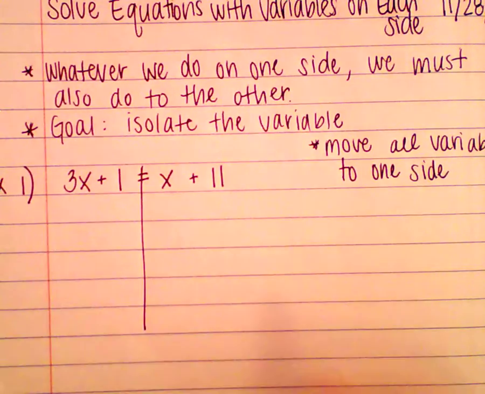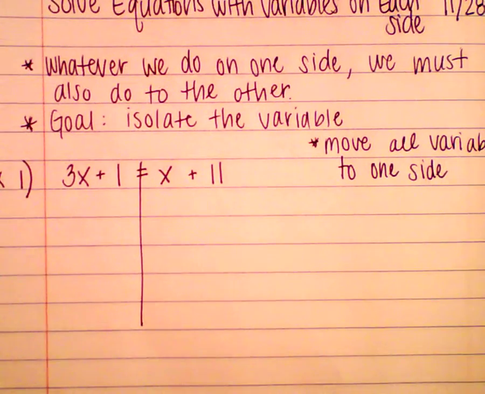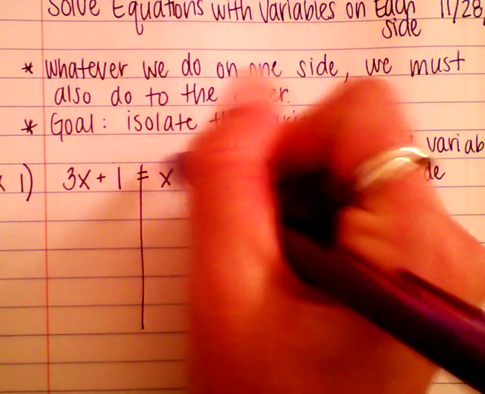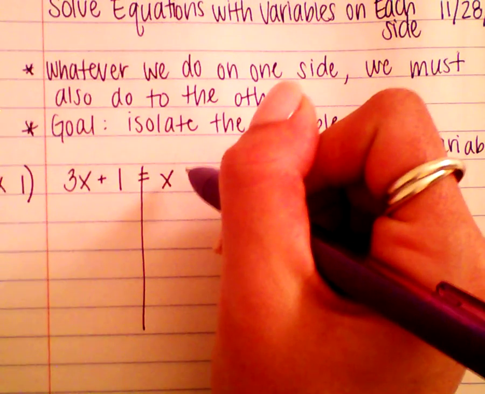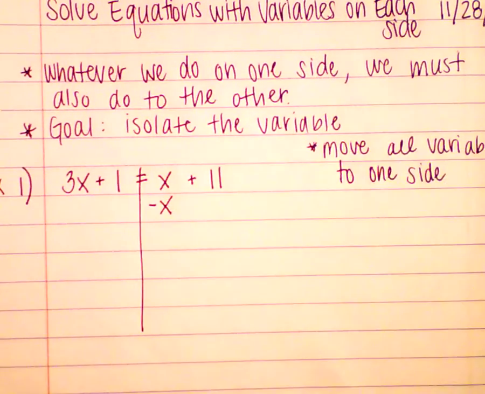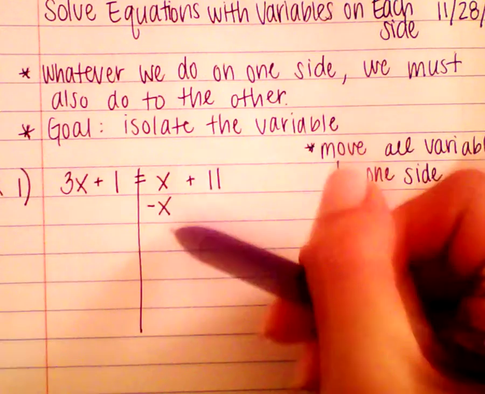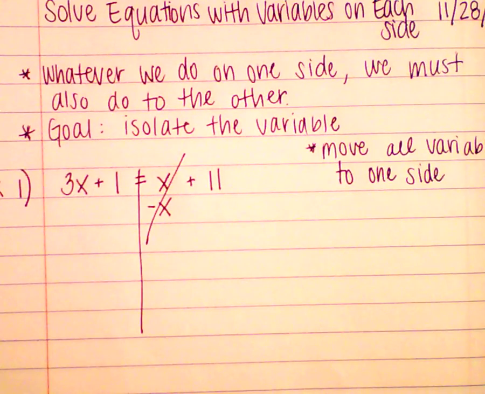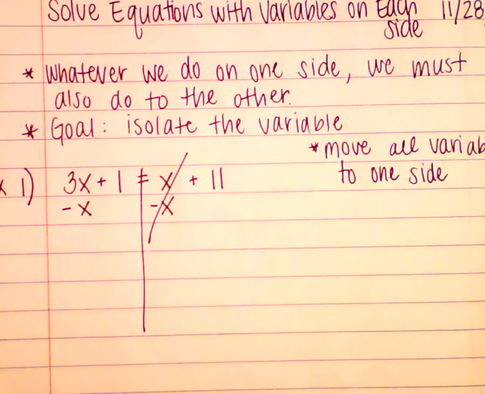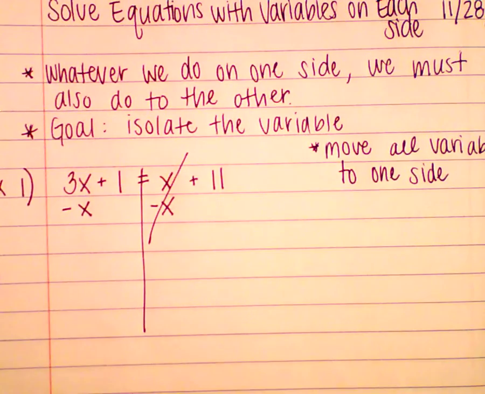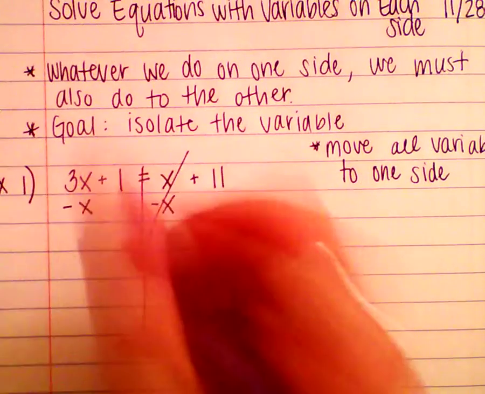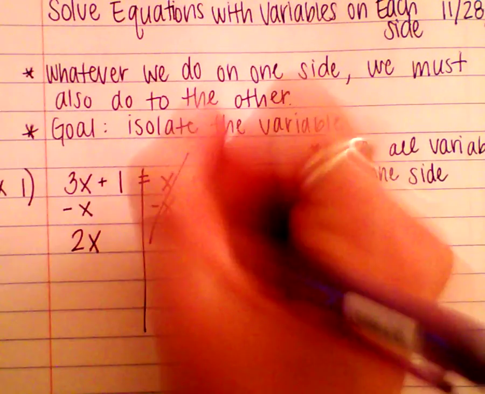So what I mean by that is I can't just poof move it. I have to do something to get it on the other side. So if I have a positive x on the right, I know that in order to cancel it out, I could subtract an x, because x minus x will cause these to cancel out. Whatever I do on the right, I must do on the left. So now I have 3x minus 1x, which will give me 2x, and everything else is going to come down.